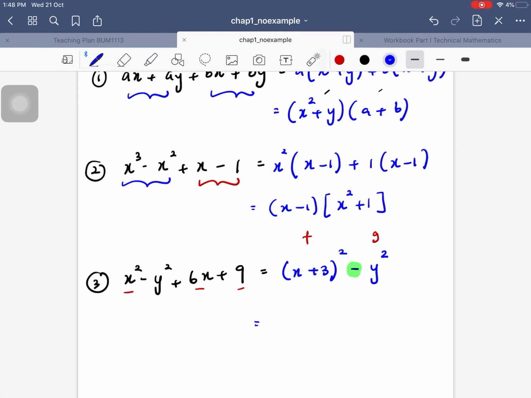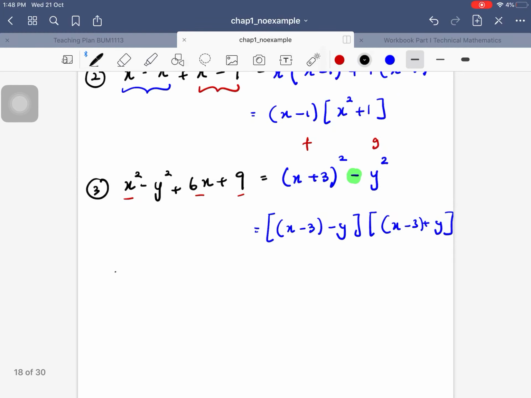So therefore, I can write it with a square bracket. I'm going to have x plus 3 minus y, and the other one is going to be x plus 3 plus y. So that is going to be the outcome, because remember, the formula is that when you have x squared minus a squared, it is going to be x plus a times x minus a.